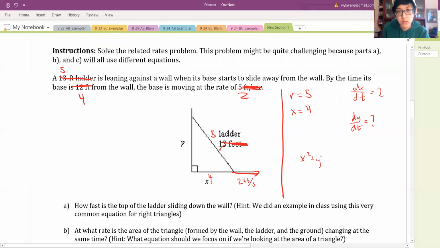X squared plus y squared is equal to r squared. So let's just quickly solve for y. It's easy to solve for y. We have two sides of a right triangle, so we use the Pythagorean theorem to solve for the third side.